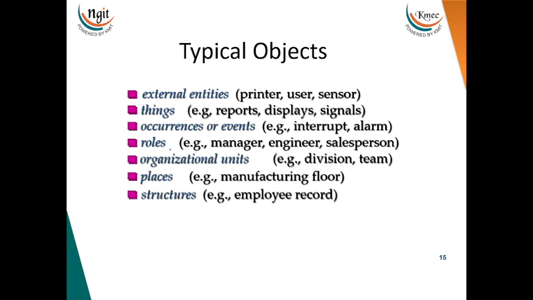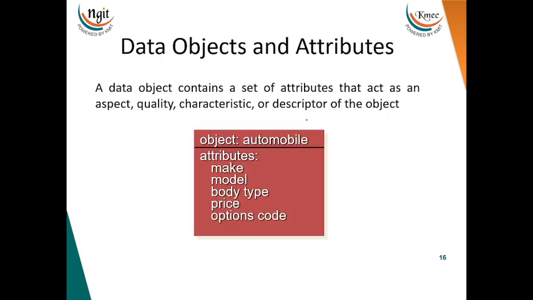Here is an example. Typical objects are external entities such as printer, user, sensor, reporter, display; things such as signal, occurrence, interrupt, and alarm; roles such as manager, engineer, salesperson; organizational units such as division, team, manufacturing floor. Here the object is an automobile and different parts of it. This is automobile, and these are its attributes: what is the make, what is the model, what is the body type, what is the price and so on. The data object contains a set of attributes which are specified. This we call a data object, and it is stored.